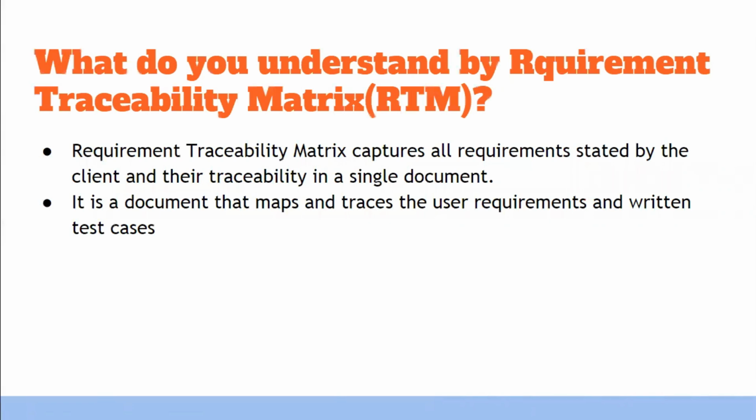Requirement traceability matrix is a kind of matrix that captures all the requirements stated by the client and their traceability in a single document. In simpler terms, you can say it is a document that maps and traces the user requirements to written test cases. Now I'll show you one example.